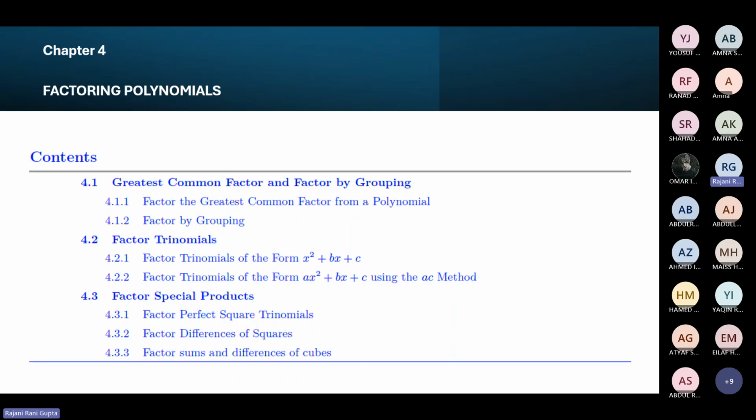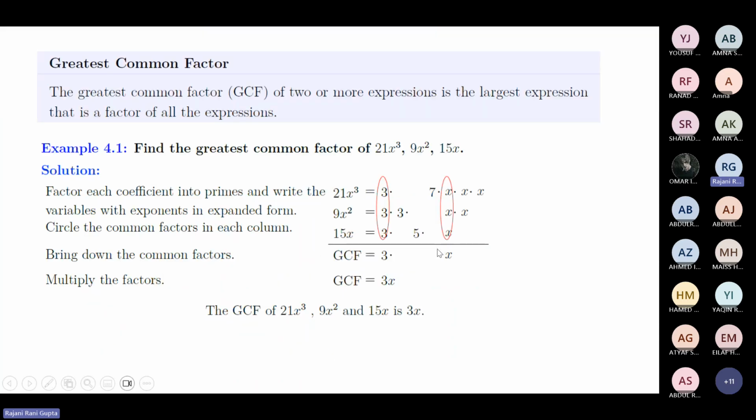So we are going to begin with chapter 4, which is factoring the polynomials. What we are going to study in this is how we make factors of the polynomials by using the method of greatest common factor or by grouping, how we factor the trinomials, and how we factor the special products. We'll see how much we can do today. Okay, so let's start. So greatest common factor.